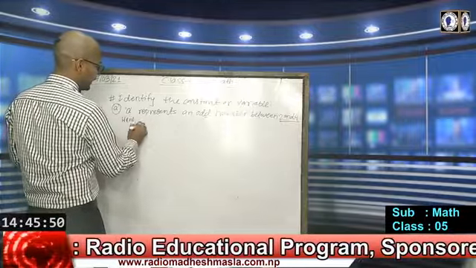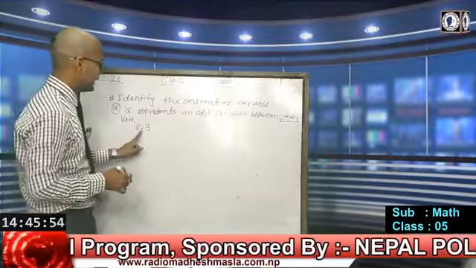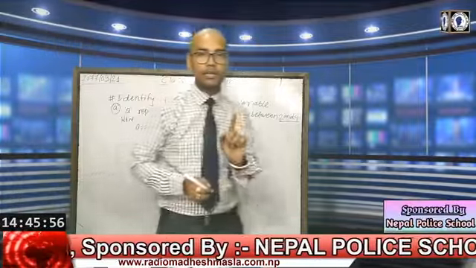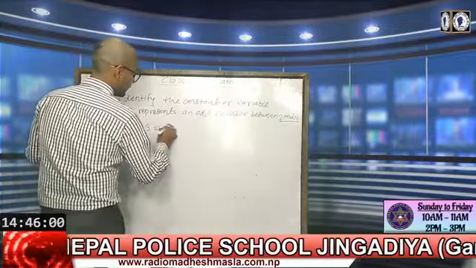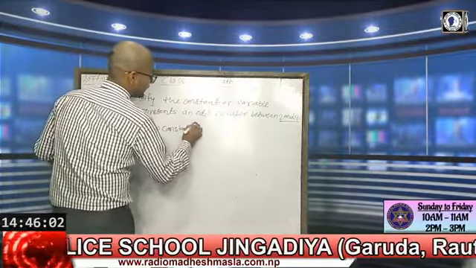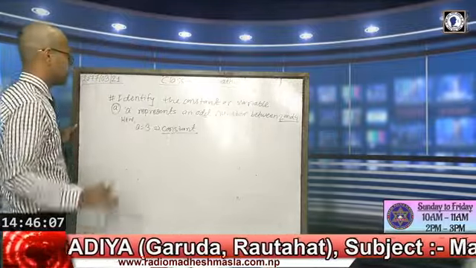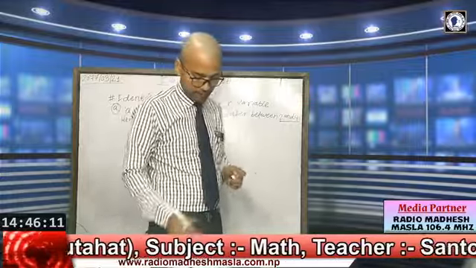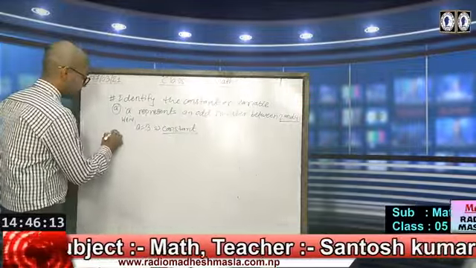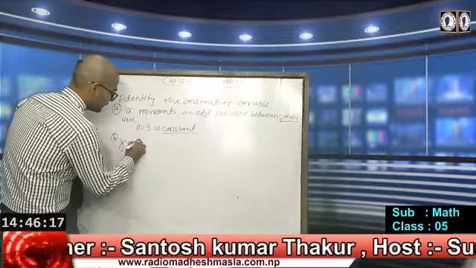Here A is equal to what? 3. Because A has only one value, 3, therefore it is what? It is constant. What is this? Constant. Okay, thank you.